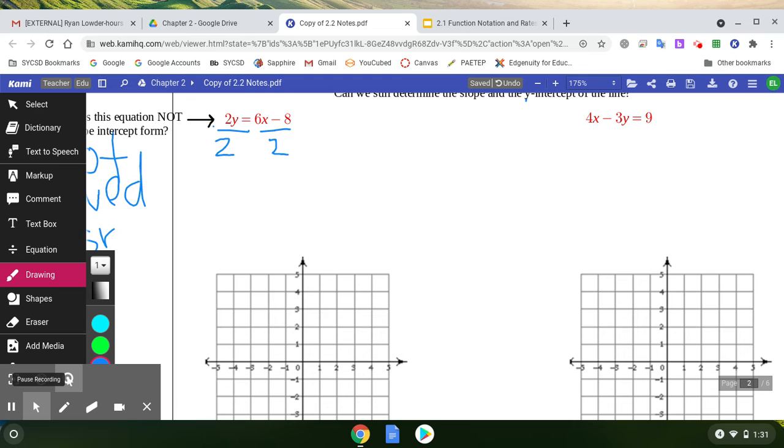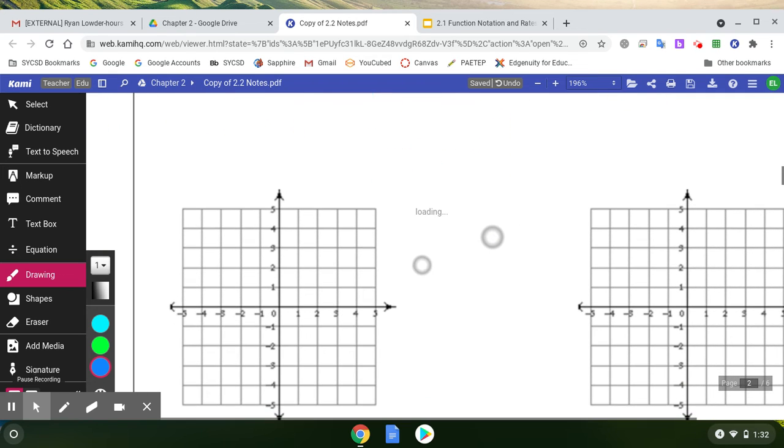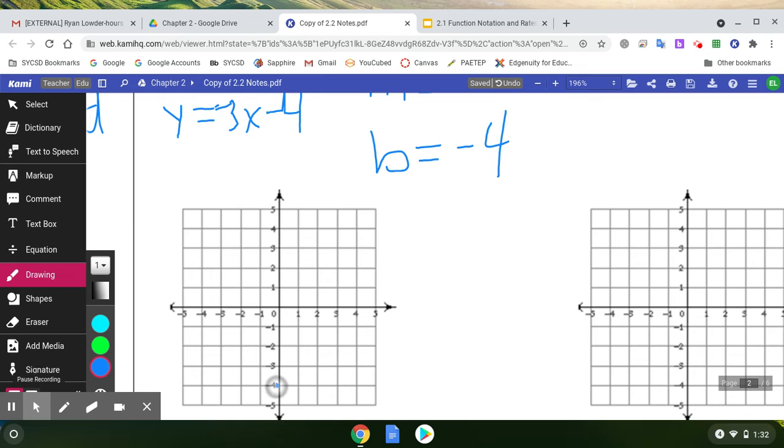And then simplify. So 2y divided by 2 simplifies to y. 6x minus 8 simplifies to 3x minus 4. So we've now put this in slope-intercept form, which allows us to identify the slope. Once again, slope is just our rate of change, and the y-intercept is -4. And then from there, we can graph it to create our line.